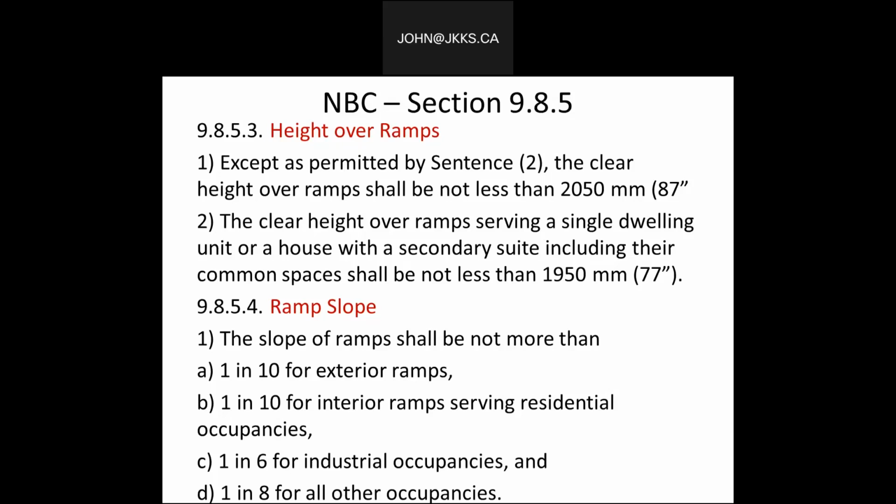Again, we can move down to the ramp slope. The slope of a ramp shall be not more than 1 in 10 for exterior ramps, 1 in 10 for interior ramps servicing residential occupancies, in other words, housing. 1 in 6 for industrial occupancies, and 1 in 8 for all other occupancies. So again, defining the slope of the ramp.